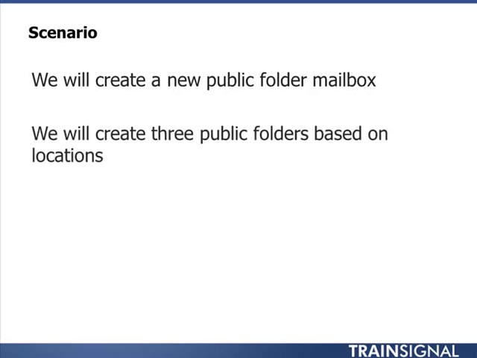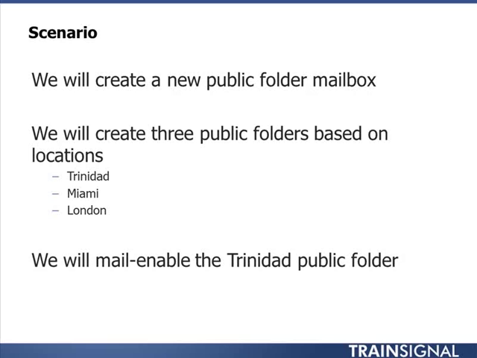And then we'll create 3 public folders based on locations. So we'll include a Trinidad, a Miami, and a London location for the 3 public folders. At the same time, we'll mail enable the Trinidad public folder. And during the process, we'll also take a look at all of the different settings so that you can see what other things we could do with these modernized public folders, or modern public folders as they call it. Alright, so let's jump over to our server and let's get started on this.